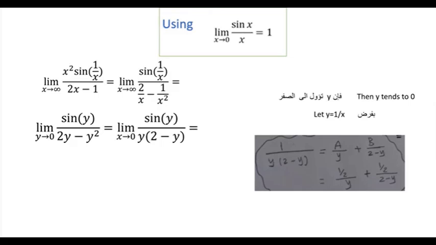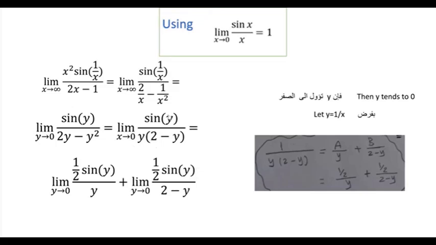To find a and b in an easy way, just hide y and put the value y equal to 0. We will get 1 over 2, which is half. To find b, you hide 2 minus y and substitute y equal to 2, so you also have 1 over 2 as the value of b.